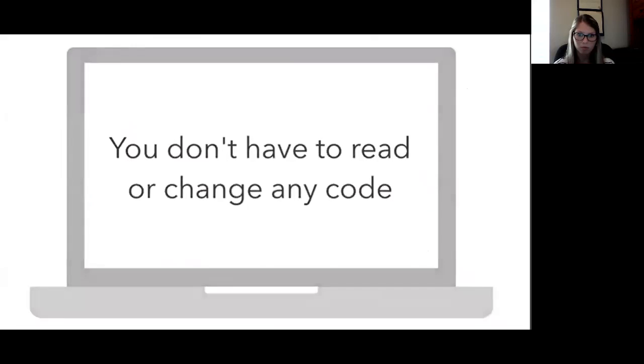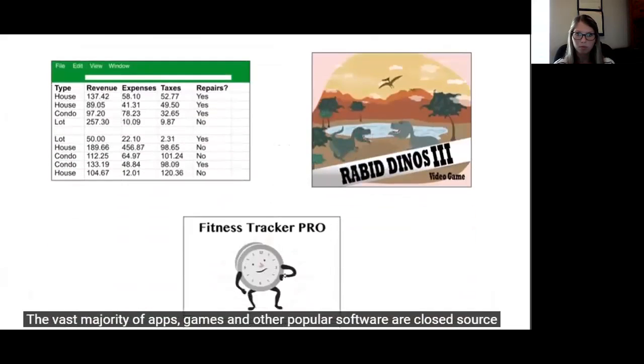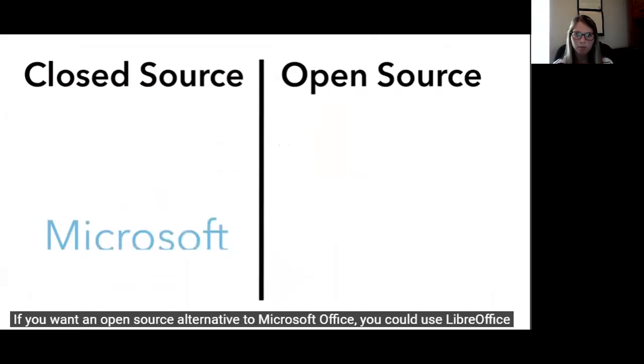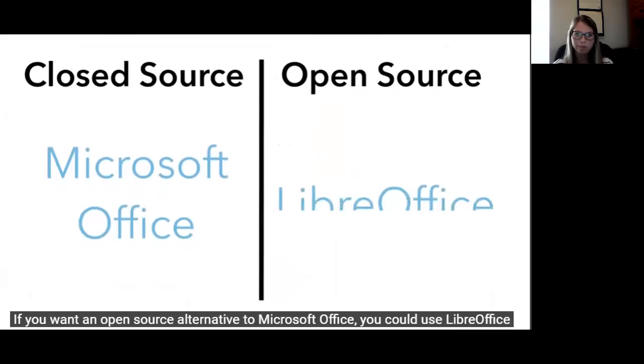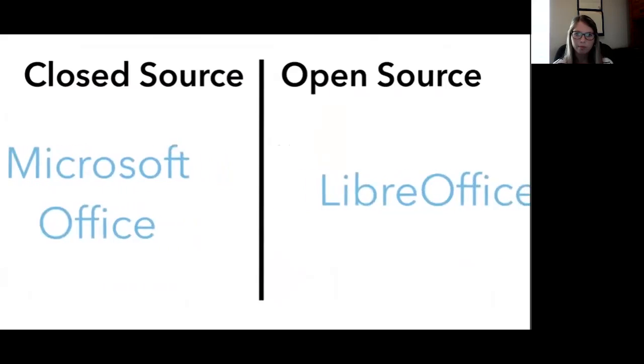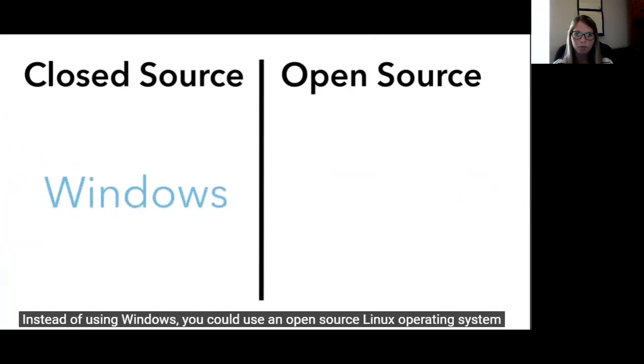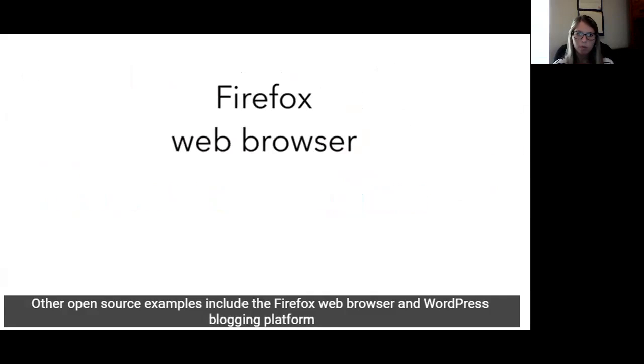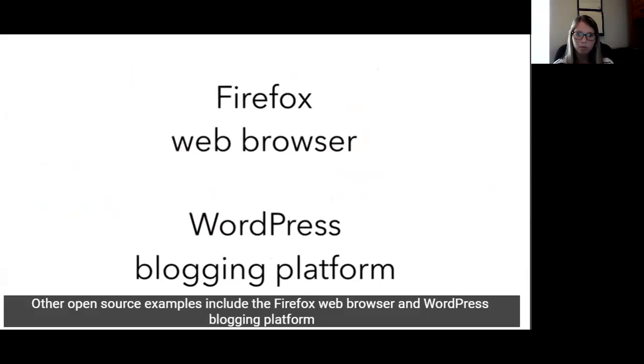open source product. The vast majority of apps, games, and other popular software are closed source. However, there are open source options for many types of programs. If you want an open source alternative to Microsoft Office, you could use LibreOffice. Instead of using Windows, you can try an open source Linux operating system. Other open source examples include the Firefox web browser and WordPress blogging platform.